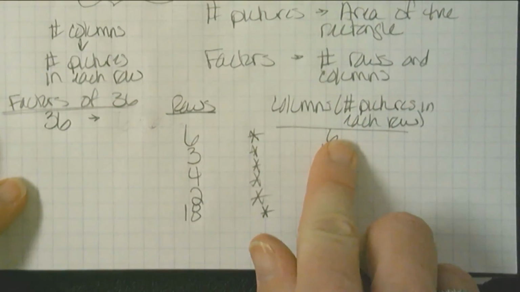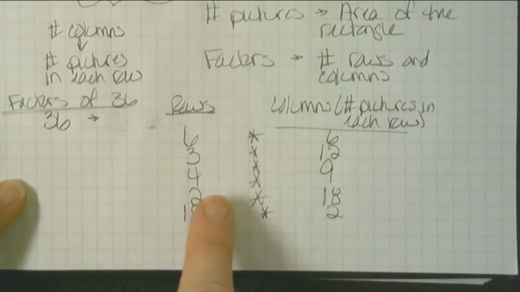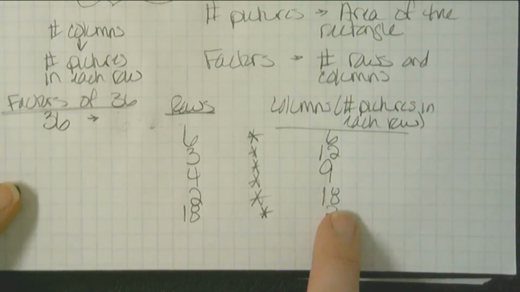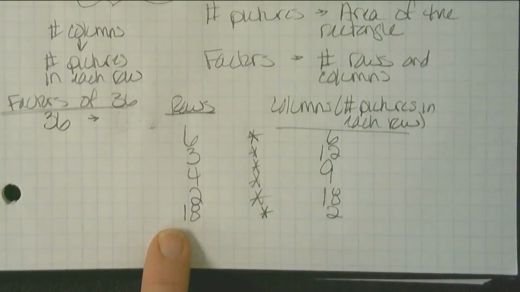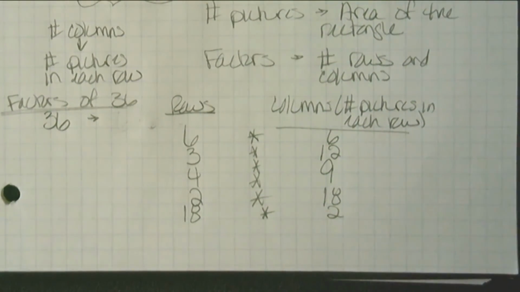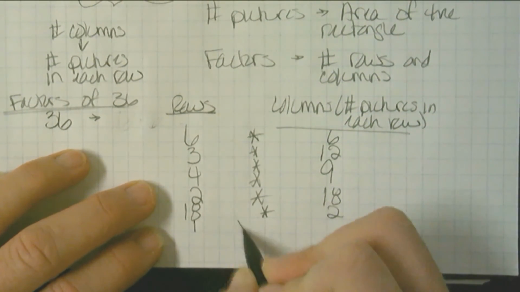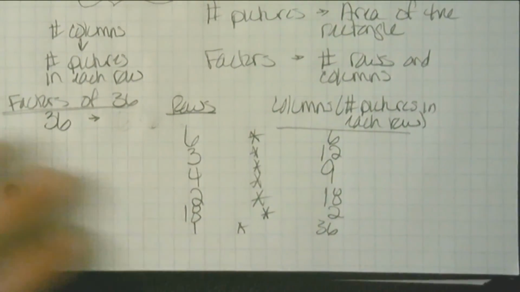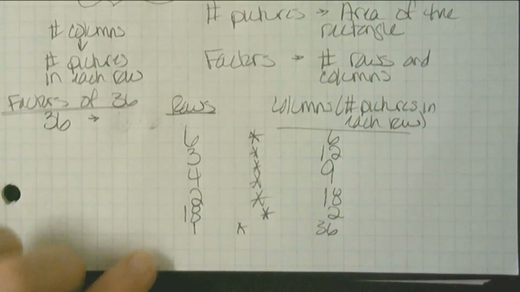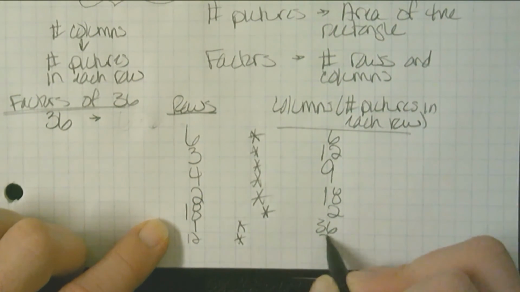6 rows with 6 pictures in each row. 3 rows with 12 pictures in each row. 4 rows with 9 pictures in each row. 2 rows with 18 pictures in each row. 18 rows with 2 pictures in each row. What other possible combinations do I have then? Romano? We have 1 row of 36. What else? Alex? Excellent. 12 rows with 3 pictures in each row.